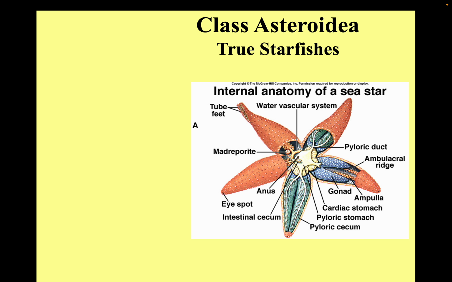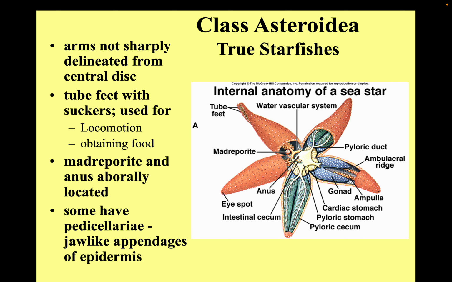In class Asteroidea, the arms of these true starfishes are not sharply delineated from the central disc of the animal. The tube feet have suckers that allow the animal to obtain food and move from one point to another. As the animal is attached to a substratum, the tube feet allow for locomotion.